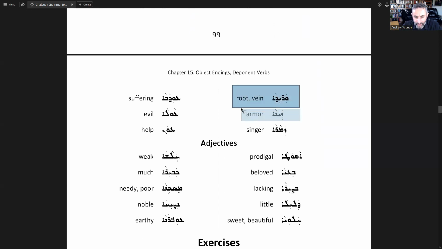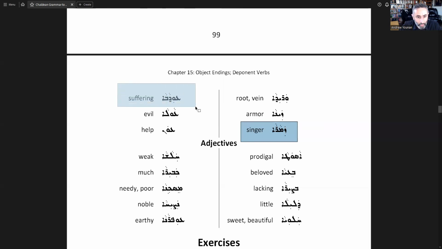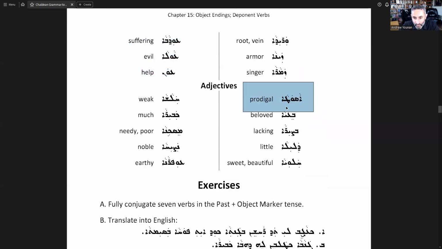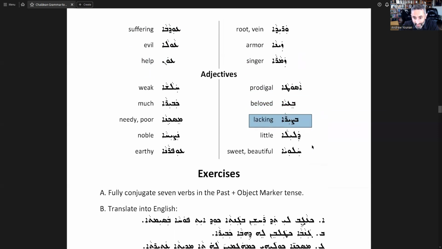Waritha is a root. Zaina is armor. Zamara is singer. I think we've seen some of these before. Udaba is suffering. Aula is evil. On is help. Sota is prodigal. This is a Greek word, I think, Greek root. Bi'ya is beloved. Psira is lacking. Dalila is little. Haluya is sweet or beautiful, depending on the village and the usage. Halasha is weak. Kabira is much or a lot. Miskina is needy or poor. Nasiha is noble. Uprana is earthly.